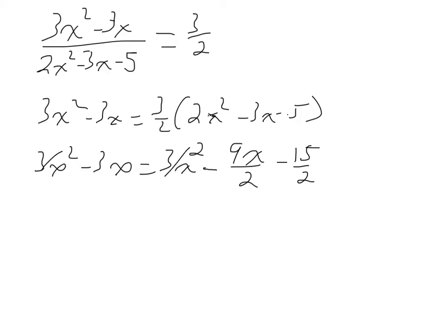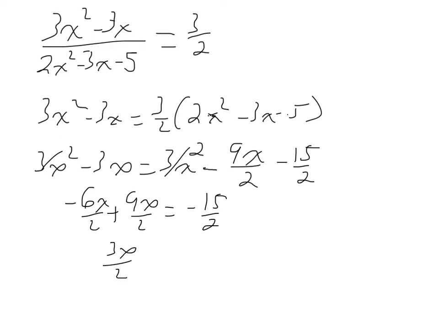3x squared will cancel. I'm going to add 9x over 2 to the other side. So this is negative 6x over 2 plus 9x over 2 equals negative 15 halves. I have 3x over 2 equals negative 15 over 2. By multiplying both sides by the reciprocal, x equals negative 15 over 2 times 2 over 3, and this is going to be equal to negative 5. So the graph will cross the horizontal asymptote when x is equal to negative 5.